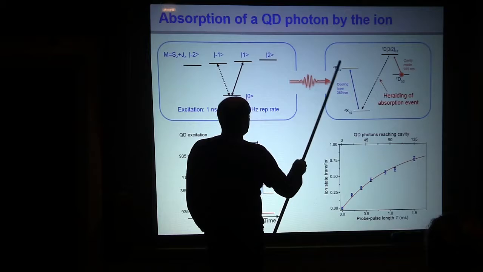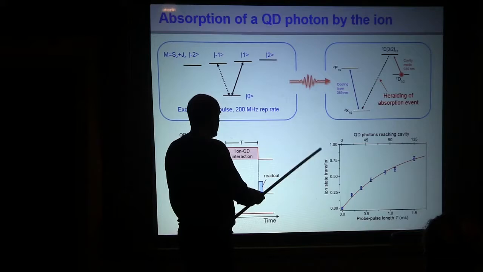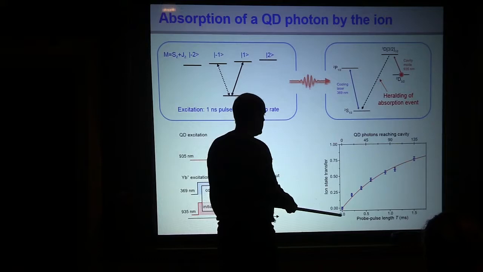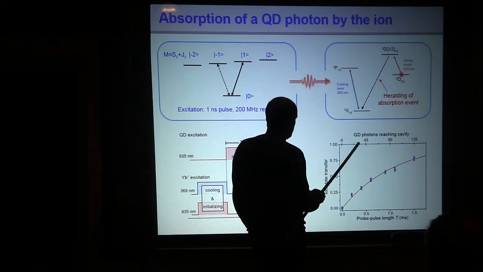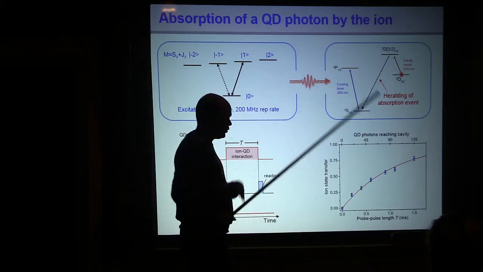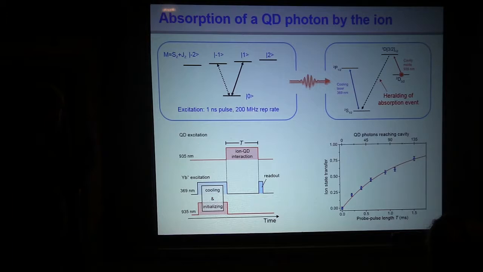And here's the sequence, and here is the experimental data. We measure the ion state transfer probability from this state to this state as a function of the pulse length that we send onto the ion, and you see here that this increases. We can convert this into the quantum dot photons which actually reach the ion in the cavity, which is shown up here. So this shows that when around 100 or so photons from the quantum dot actually reach the cavity, we get a very high, roughly three-quarters, probability for recombining the ion. This is an efficiency on the order of a percent or so. I will quantify this in more detail in a moment, but the basic message from this is that this works.